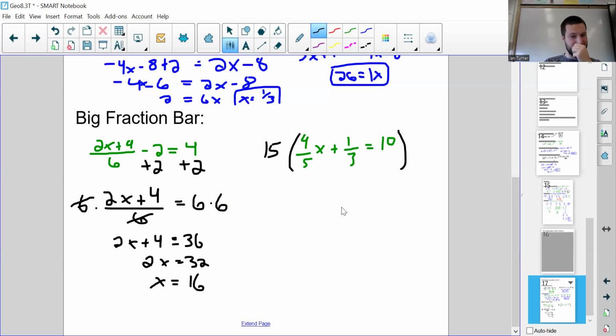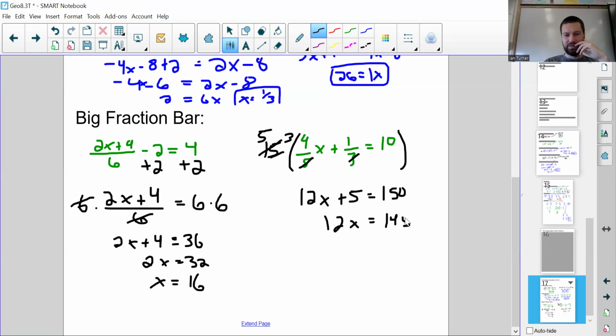I mean, this might be a little crazy, but you know. So these are going to cross cancel. So we're left with 3 there. So we're going to get 12x. This is also going to cross cancel, and we're going to be left with 5 there. So we're going to get 12x plus 5. And then we get equals 15 times 10 is 150. So we get 12x equals 145, which kind of sucks. If it was 144, it'd be exactly 12. I don't know, we could just leave this as a fraction. Or you could get like 12.01 or something.